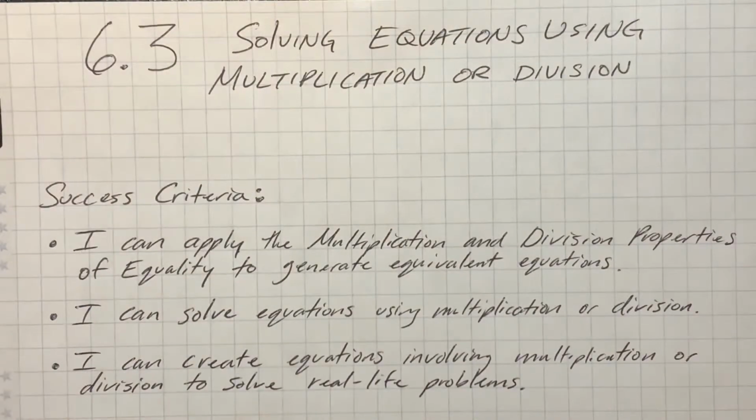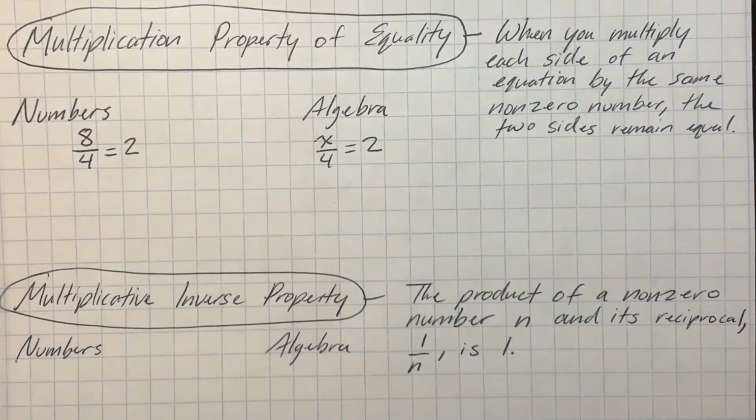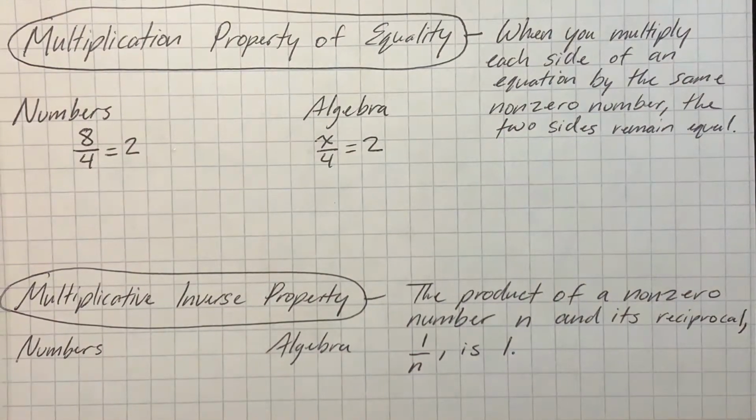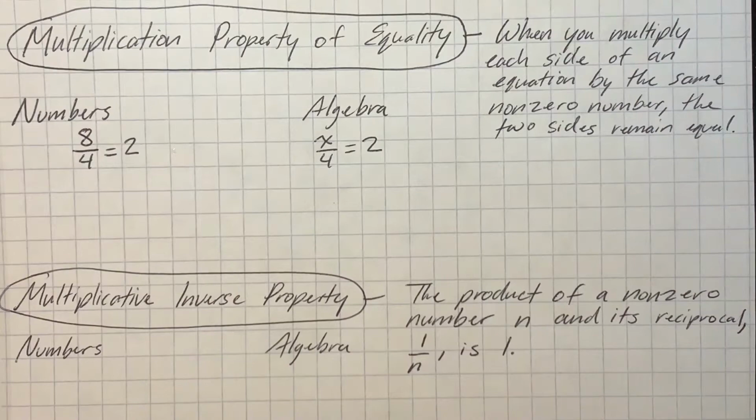All right, for 6.3 solving equations using multiplication or division, our success criteria is that we're going to be able to apply the multiplication and division properties of equality to generate equivalent equations. We're also going to solve equations using multiplication or division, and also create equations involving multiplication or division to solve real-life problems. Now, very importantly, we do have mathematical literacy here. We have the multiplication property of equality and the multiplicative inverse property. Okay, so this is what we do when we multiply and solve equations with multiplication.